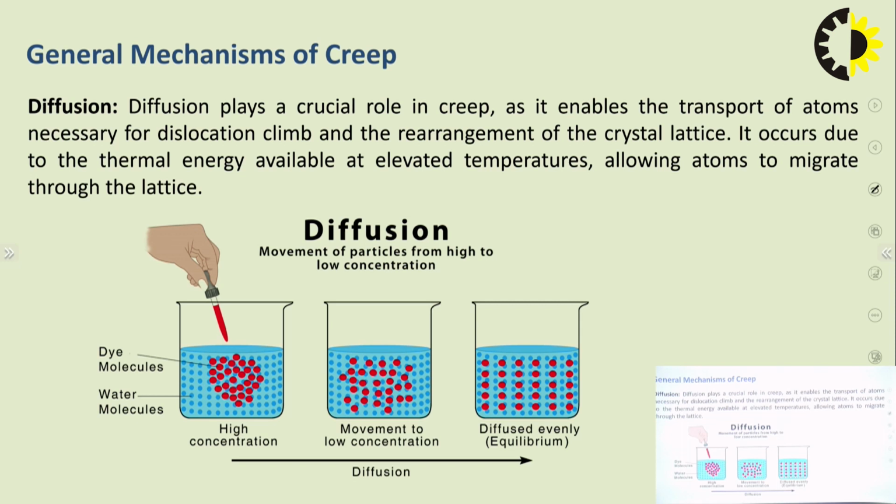The last one is because of diffusion. So diffusion, basically what is diffusion? Movement of particles from high to low concentration. If you see this figure, these are dry molecules, then water, high concentration. Here movement to low concentration you can see, and here they diffuse evenly. You can see all particles distributed evenly. If you get this kind of thing, you will easily avoid this creep.